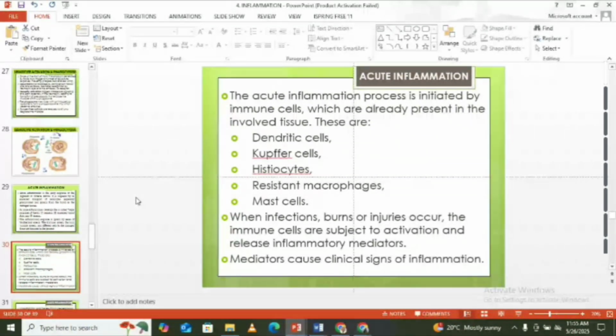Who knows how to differentiate acute and chronic inflammation? How can we be able to differentiate acute from chronic?